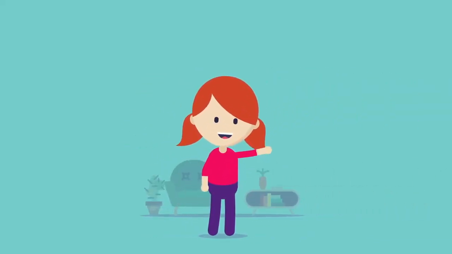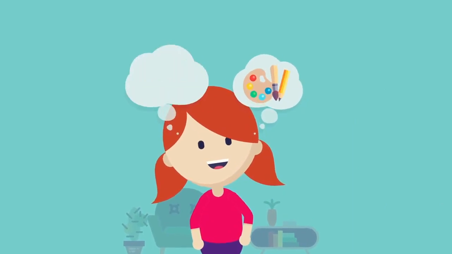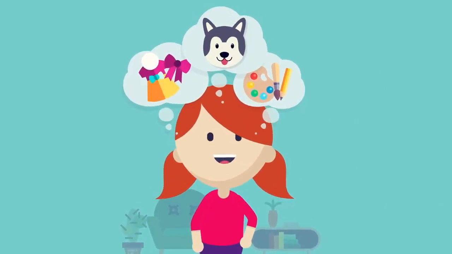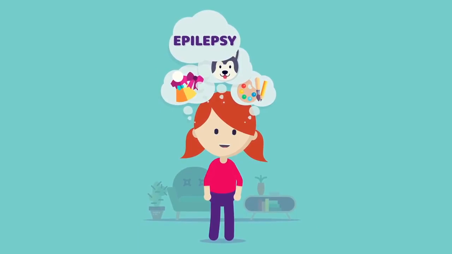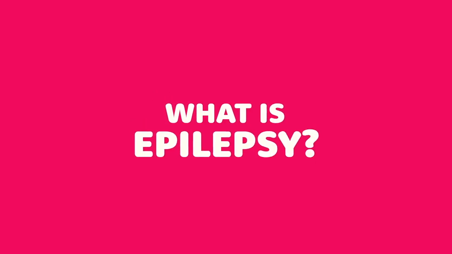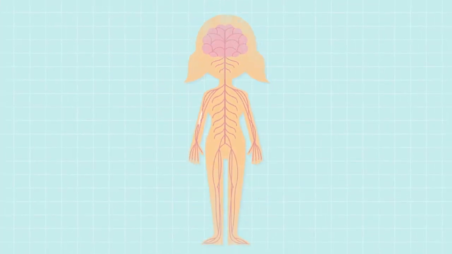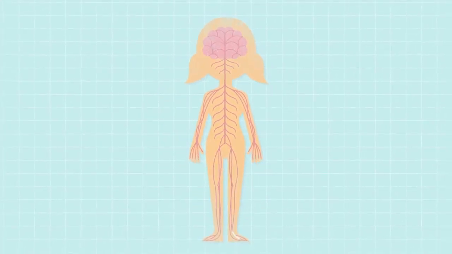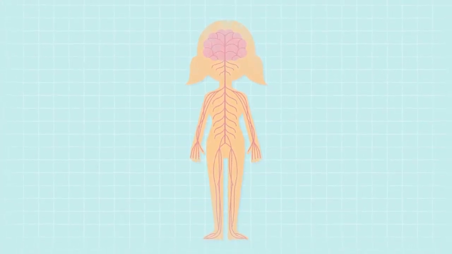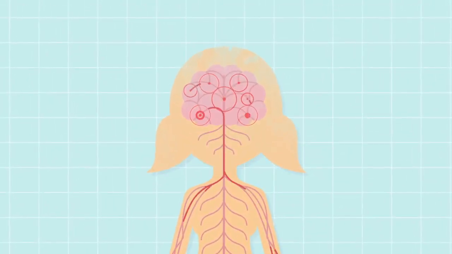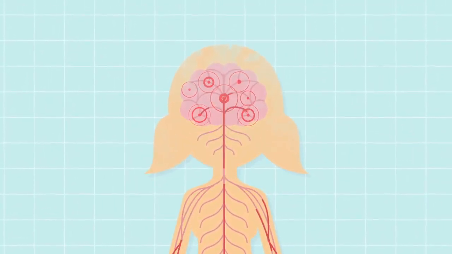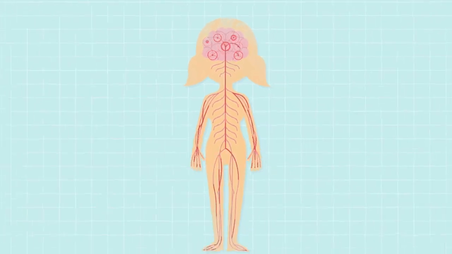Hi, this is Elena. She loves to draw, play dress up with her friends, play with her dog, and oh yeah, she has epilepsy. Oh, what is epilepsy? Well, let's start with the brain. Your brain cells send electrical messages to your body to tell you to move, think, and do things. But when brain cells stop working the way they are supposed to and send too many electrical signals at one time, that's called a seizure.